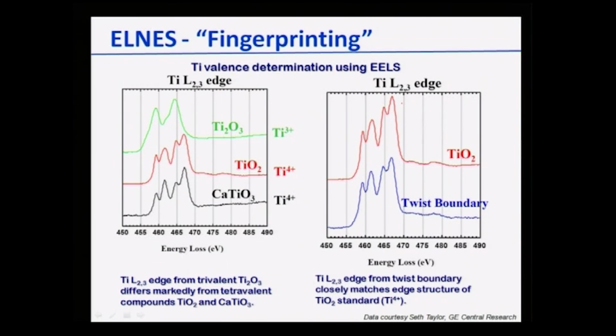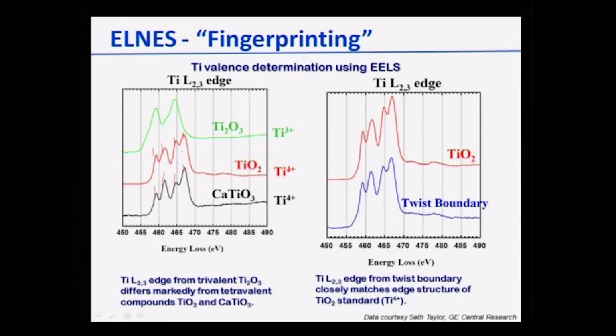I could see that depending on this electronic state, there is a distinct difference in the ELNES spectrum. In case of calcium titanate and titanium dioxide, you can see 4 splits, but in case of Ti2O3 there are only 2. Not only that, there is a shift of energy losses to lower values for Ti2O3. So that means the L23 edge obtained from Ti2O3 differs markedly from the tetravalent compounds like TiO2 or calcium titanate.